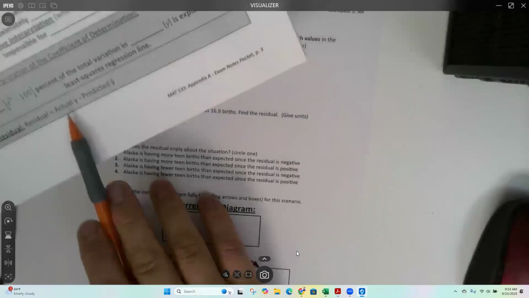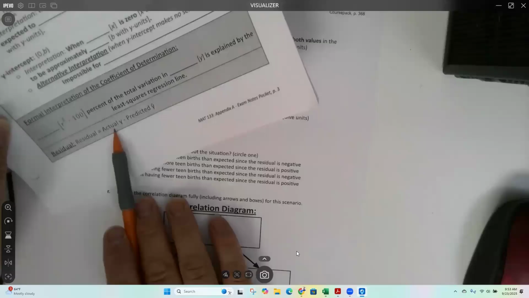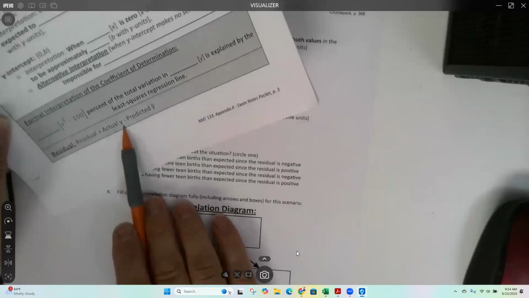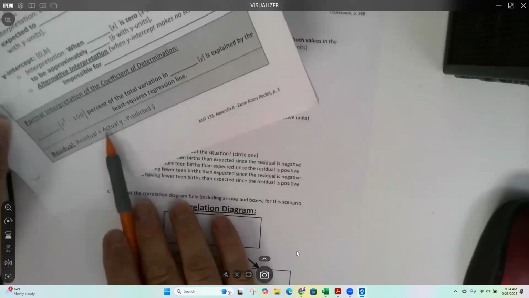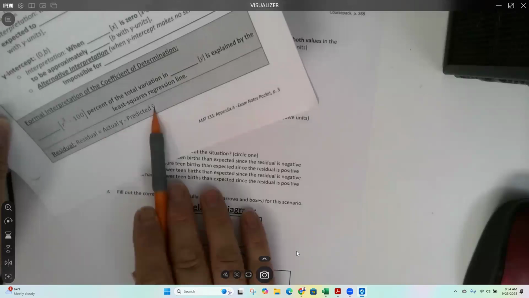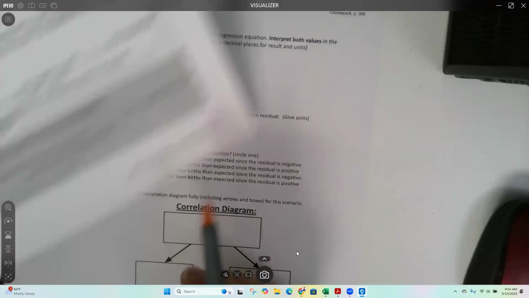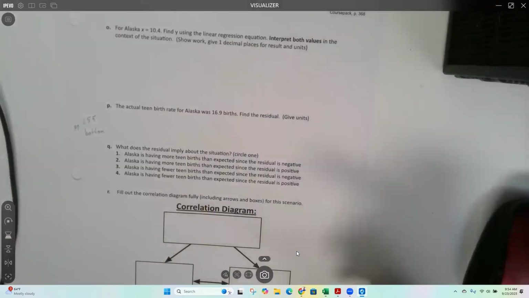Residual is your actual Y value minus your predicted Y value. Okay, and it can be negative, that's fine. Actual Y is the number that they give you. Predicted Y, you'll notice there's a Y hat here. That just means it's a prediction. So the predicted Y, you have to use your formula and calculate. Then you subtract those two.